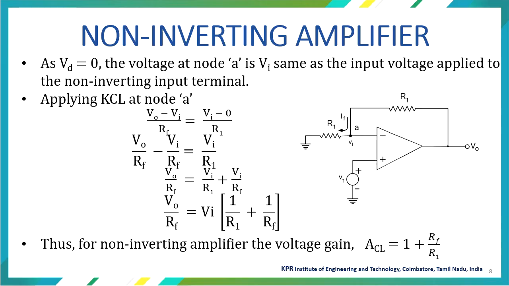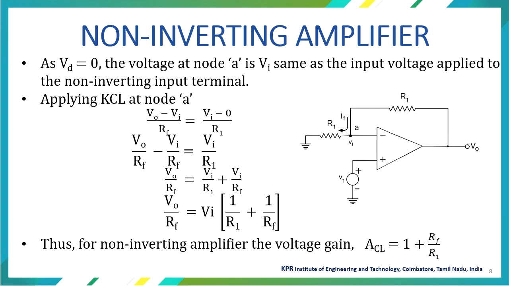If we simplify that, we can write the equation as V0 by Rf minus Vi by Rf, which is equal to Vi by R1. Further, we classify the terms into input and output voltages. The equation will be V0 by Rf, which is equal to Vi by R1 plus Vi by Rf. Further, taking the input voltage on the right hand side outside, it can be rewritten as V0 by Rf is equal to Vi into (1 by R1 plus 1 by Rf).